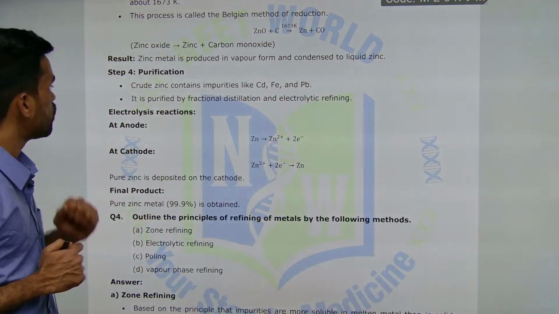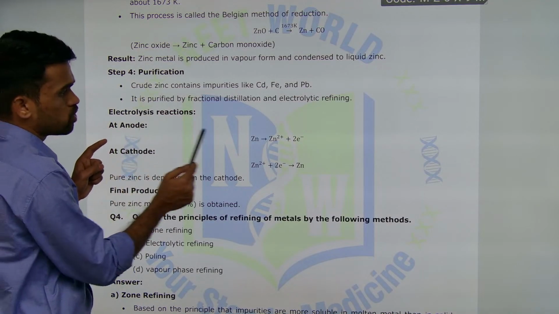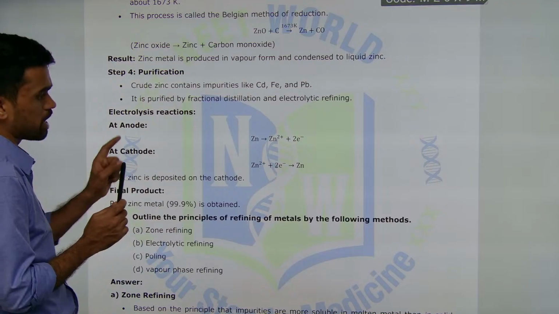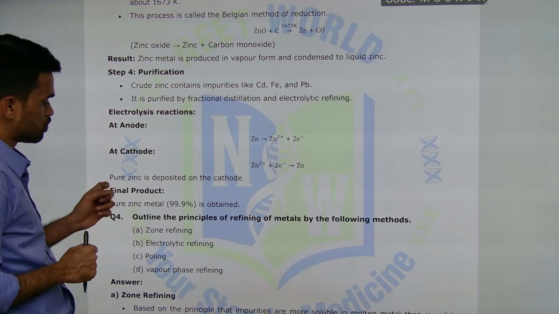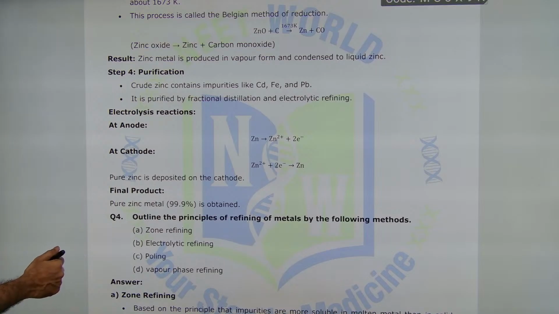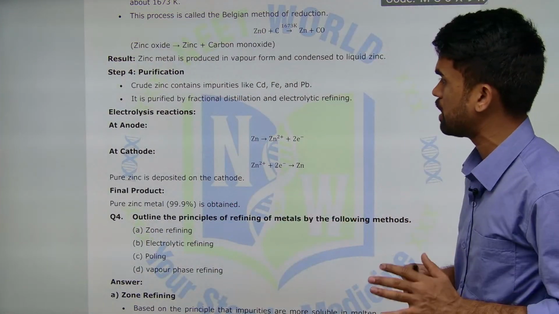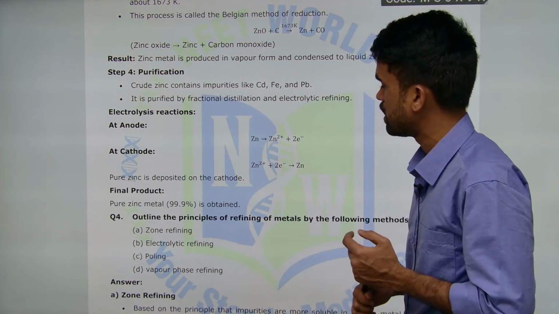Okay, the next, how do you do electrolysis? See, at the anode zinc will undergo oxidation, at the cathode zinc will undergo reduction. So pure zinc is obtained. This is very easy, I will tell you. The electrolysis process, you might be aware, you have studied in the electrochemistry chapter. If not, just listen to me, I will explain very clearly what is happening here.